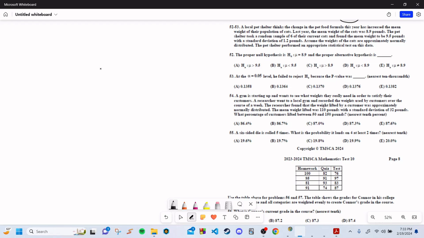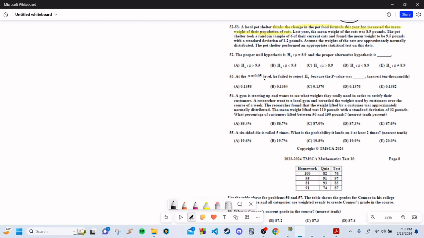A local pet shelter thinks the change in the pet food formula this year has increased the mean weight of their population of the cats. Okay, so they think the change, I'm actually going to highlight this, has increased the mean weight of the population of their cats. You're going to see why this detail is important.